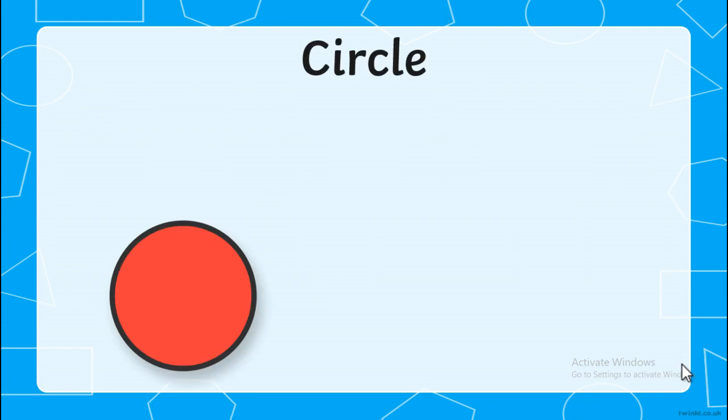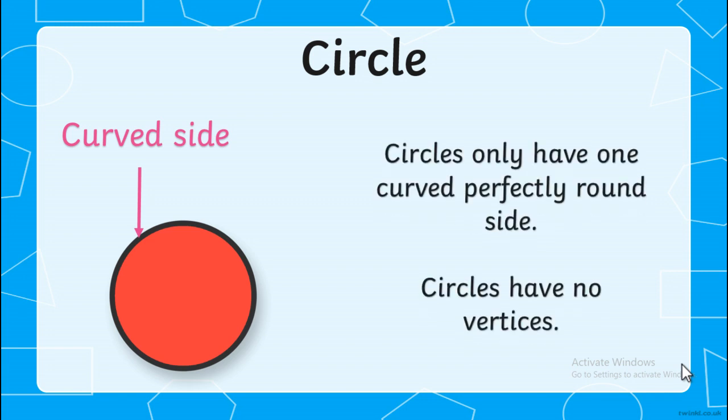A circle is our first shape to identify today. We said the circle has a curved side. This is the side, and it is curved, not straight. And the circle does not have any vertices. Do you remember the meaning of the word vertices? The plural of vertex? The circle does not have any vertices, and it only has one curved, perfectly round side.